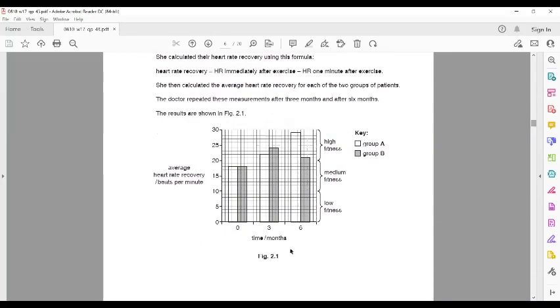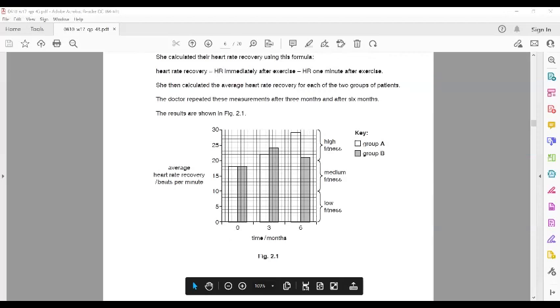Okay. So what we see is that in month zero, at the beginning, both of the groups show no difference. There is no difference between group A and B in month zero, okay? After that, for the heart rate recovery, there is a gradual improvement in group A, from month zero to six. But in group B, from zero to three there is an increase, and after that it decreases.